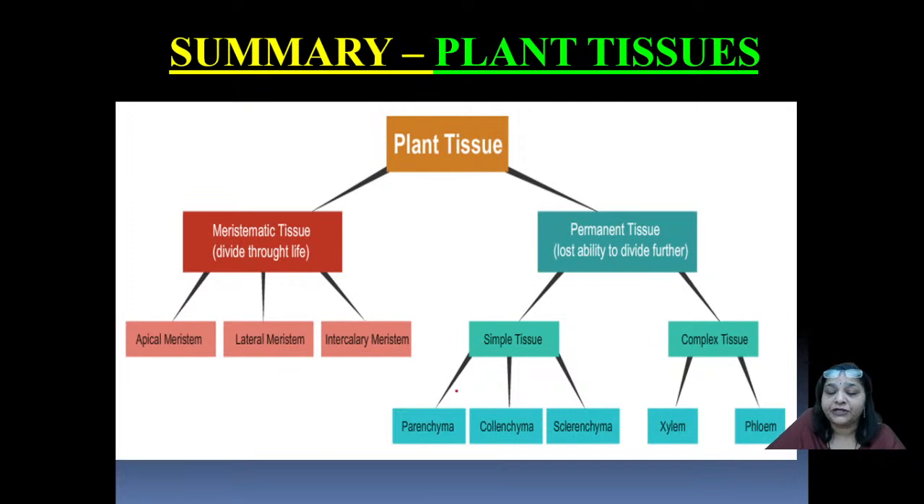The simple tissues are of three types: parenchyma, collenchyma, and sclerenchyma. Whereas the complex tissues are of two types: the xylem, which are the water conducting tissues, and the phloem, which are the food conducting tissues. They are called the vascular tissues because they form the vasculature of the plant.